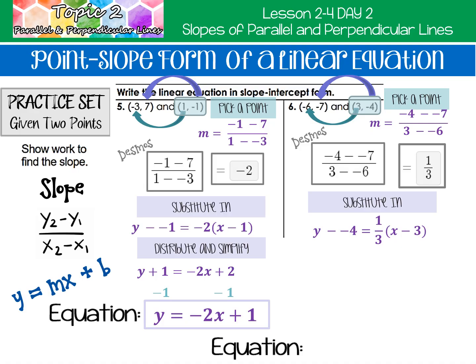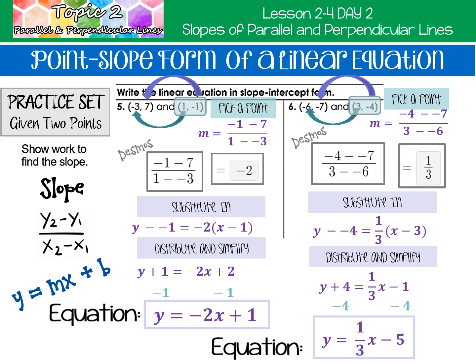So y minus the y value in our point, which is negative 4, equals our slope, 1/3, times the quantity x minus the x value in the point that we picked out. Simplify and distribute. So on the left, we get y plus 4, because minus the negatives is the same as plus the positive. 1/3 times x is 1/3 x, and 1/3 of negative 3 is negative 1. Subtract 4 on both sides. Y equals 1/3 x minus 5.